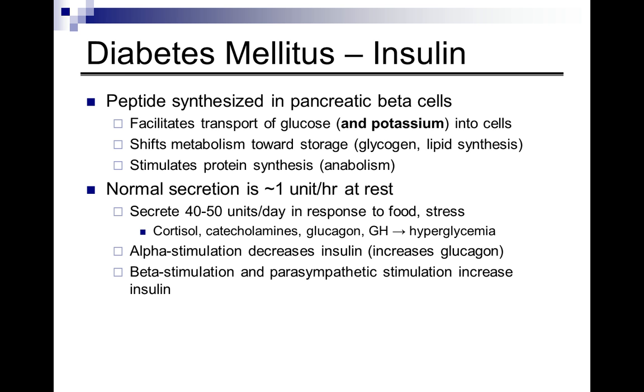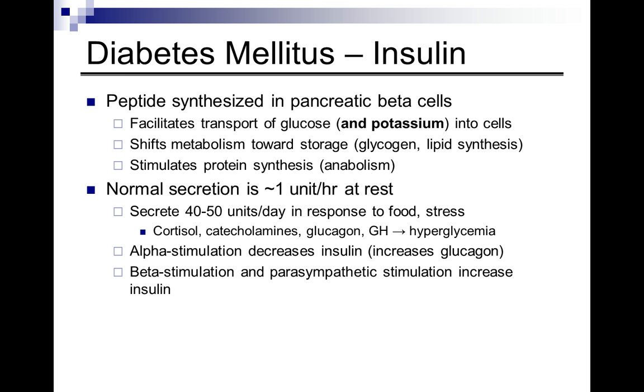Let's speak for just a few minutes about insulin. Insulin is a peptide that is synthesized in the pancreatic beta cells. Some of the primary functions of insulin include facilitating transport of glucose and also potassium into the cells. Insulin is a hormone that shifts your metabolism towards storage. That would be synthesis of glycogen, lipid synthesis, and protein synthesis, which means that insulin is an anabolic hormone.